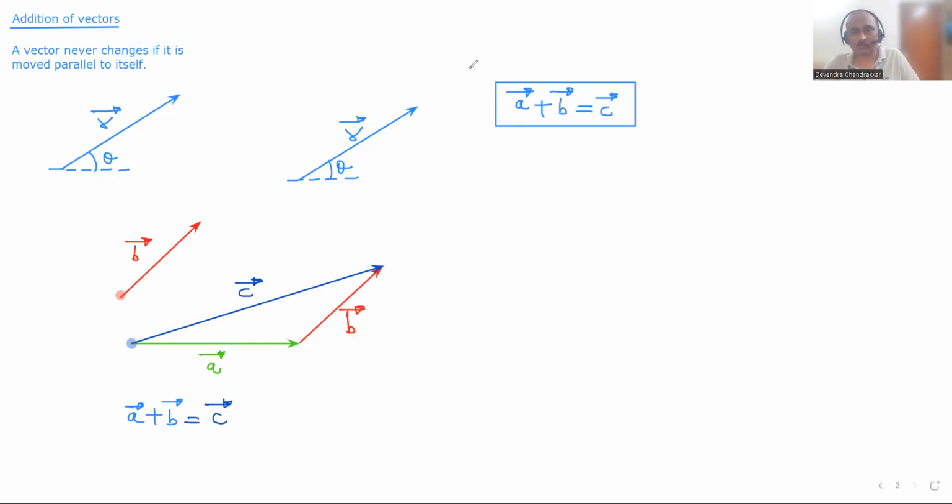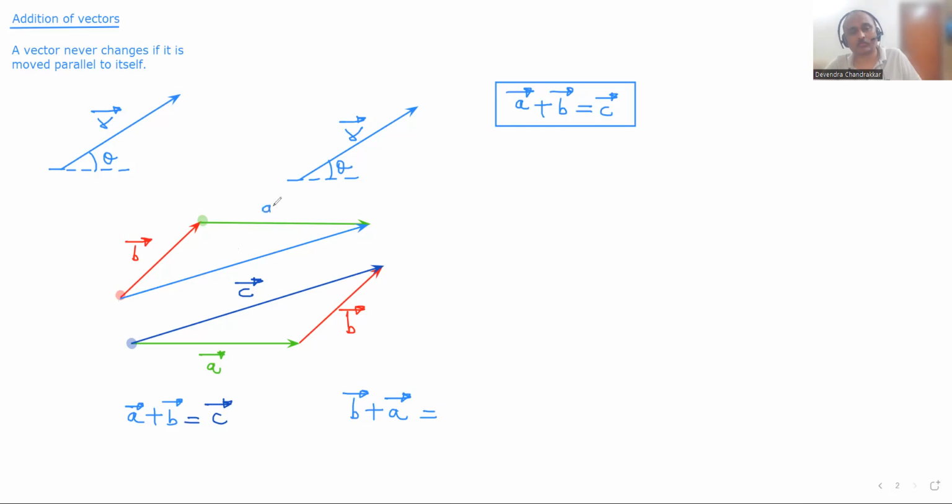Understood till this point? Now comes the question: will the result be the same if I add B and A? If I do B plus A, will it be equal to C? Let's do it and check. Take B as a reference vector and move A parallel to itself such that the tail of A coincides with the head of B. Now join the free tail and free head of both vectors. So this is again vector C.